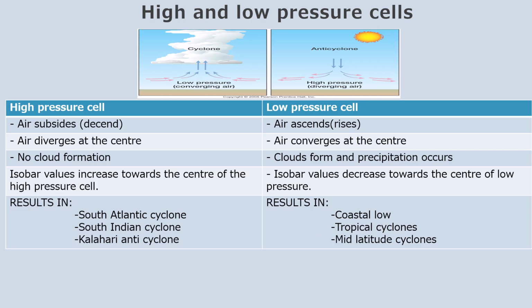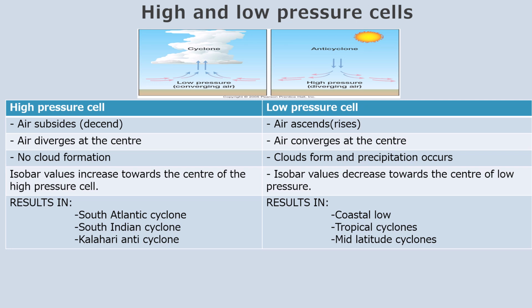Okay, we're gonna be talking about the high and low pressure cells. A high pressure cell is, for example, the Kalahari High, the South Indian high pressure cell, and the South Atlantic high pressure cell. Then, as well as the low pressure cell, the one that results in mid-latitude cyclones. I hope we are all on the same page, right?